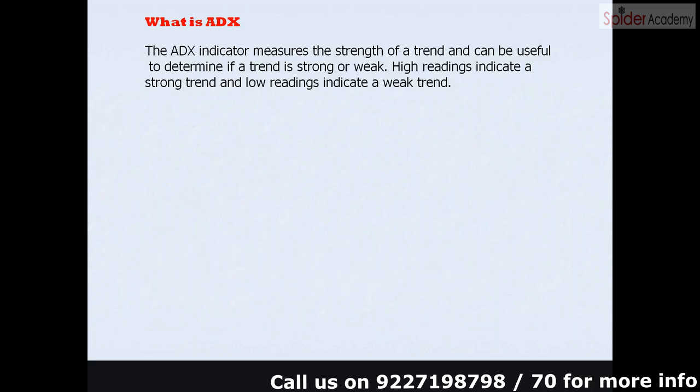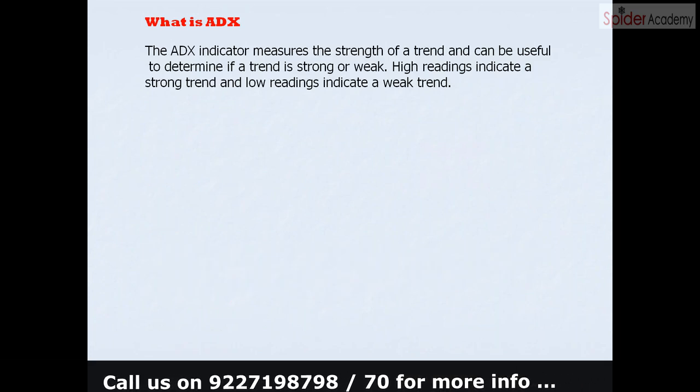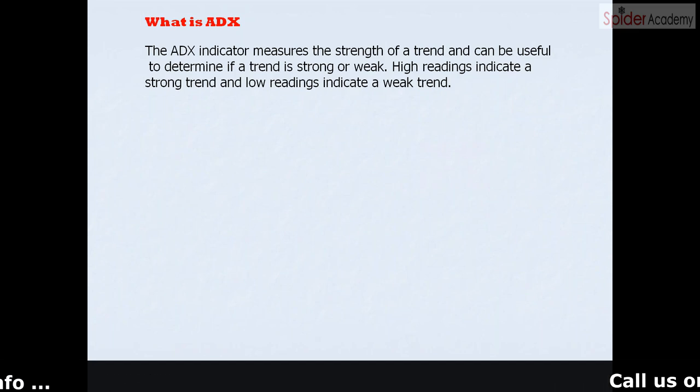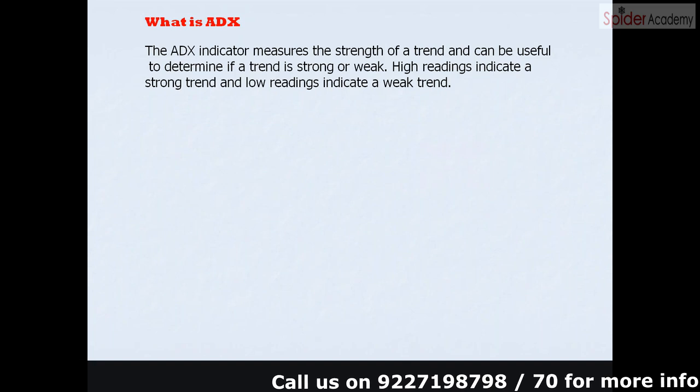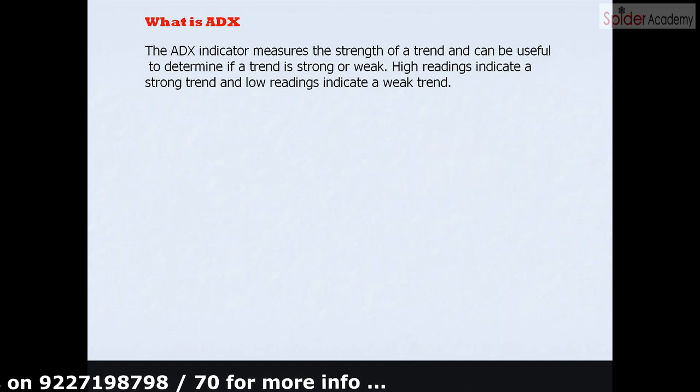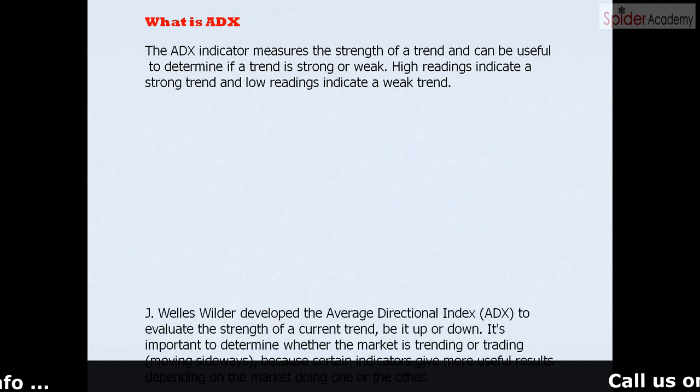First of all, what is ADX? The ADX full form is average directional index. Many of you must be using it, but today I will show you the best way to use ADX. The ADX indicator measures the strength of a trend and can be useful to determine if a trend is strong or weak. High readings indicate a strong trend and low readings indicate a weak trend.